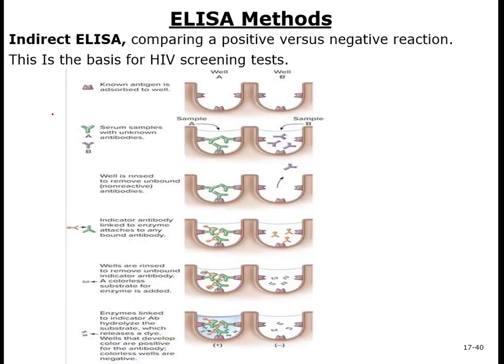So let's talk first about the indirect ELISA. Indirect ELISA, like I mentioned, is the one we use for screening for HIV. It's the first test used anytime someone gets an HIV test. This is the one they go to. So here are the steps for indirect ELISA.